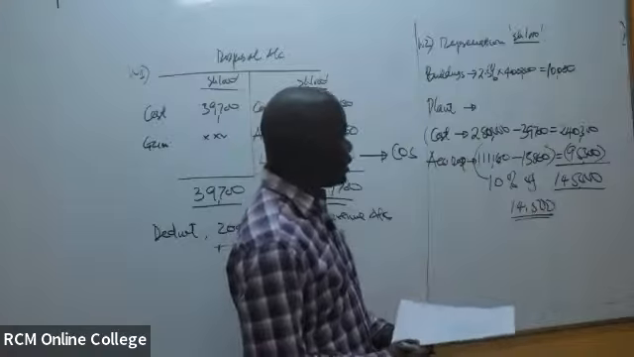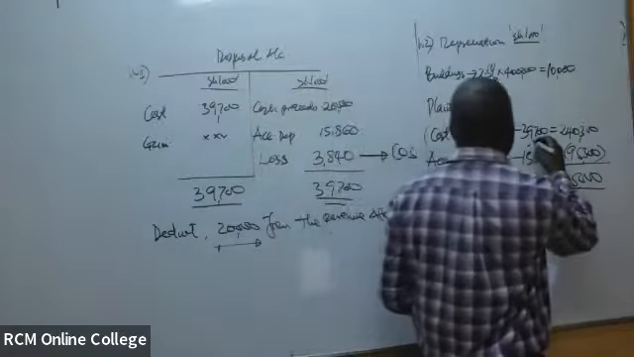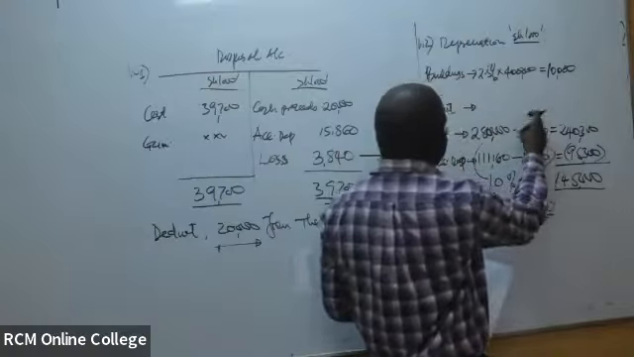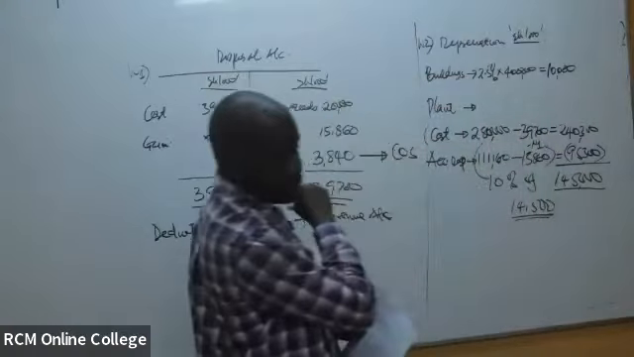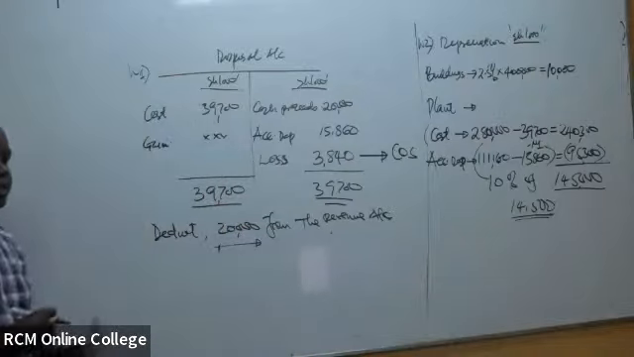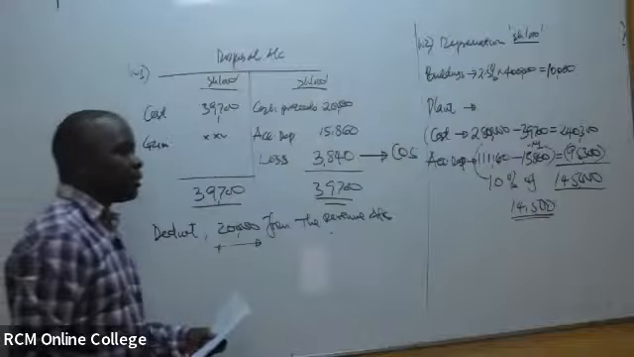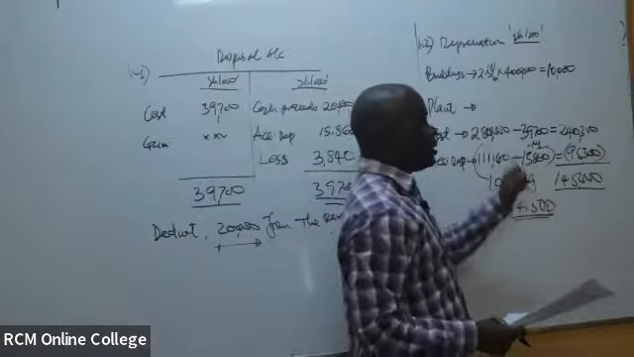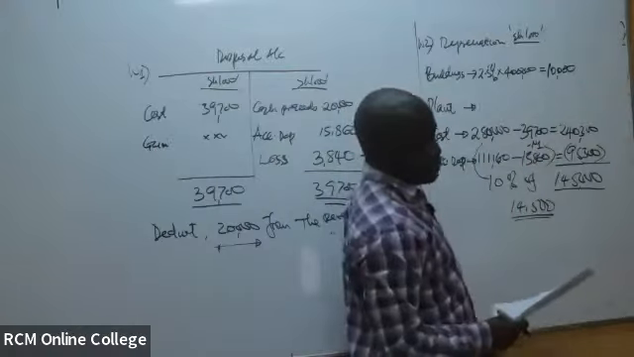15,860 umepataje? This one is in note number 1. These two figures are in note number 1. Alex Kirimi, have you seen it? It is in note number 1. And of course, hope you've been able to understand what I've been able to explain there. 15,860 is in note number 1. Sawa, so it is there.